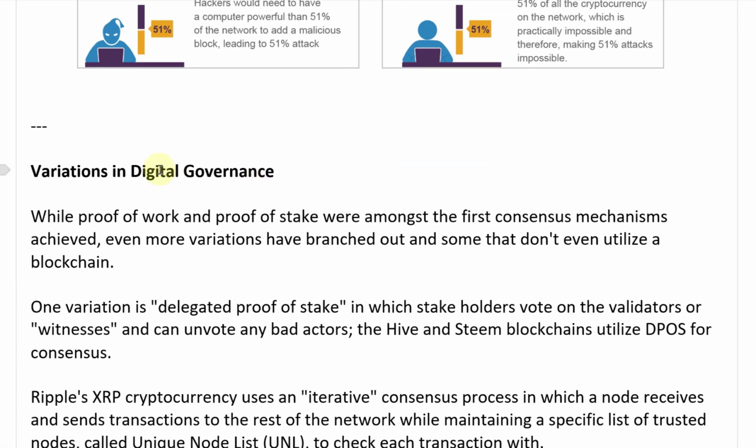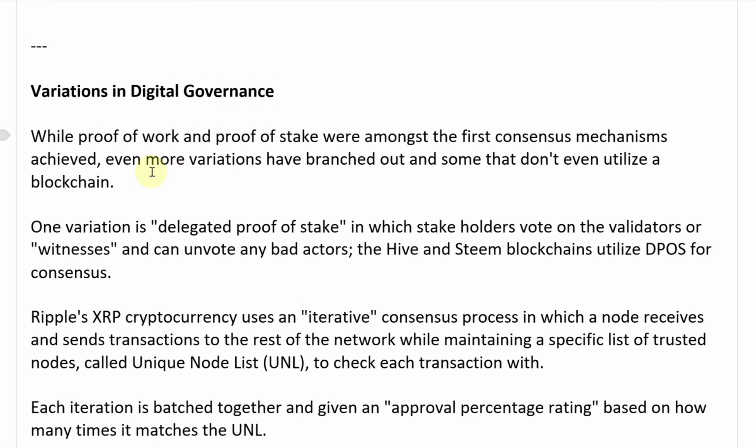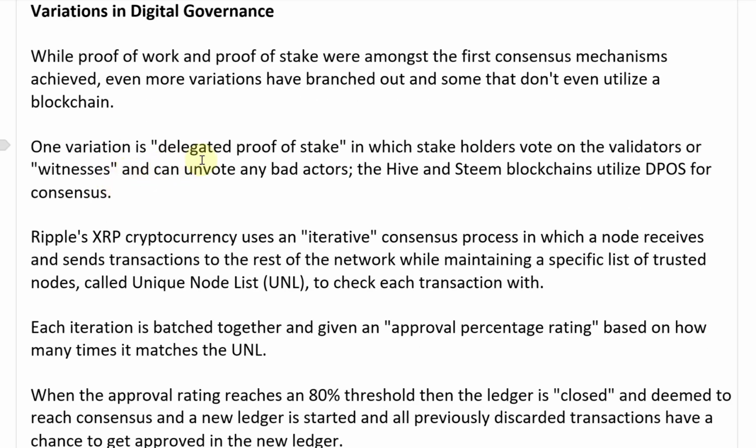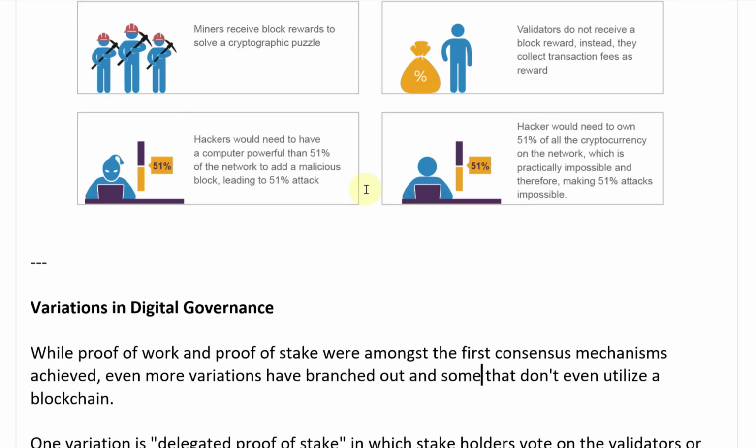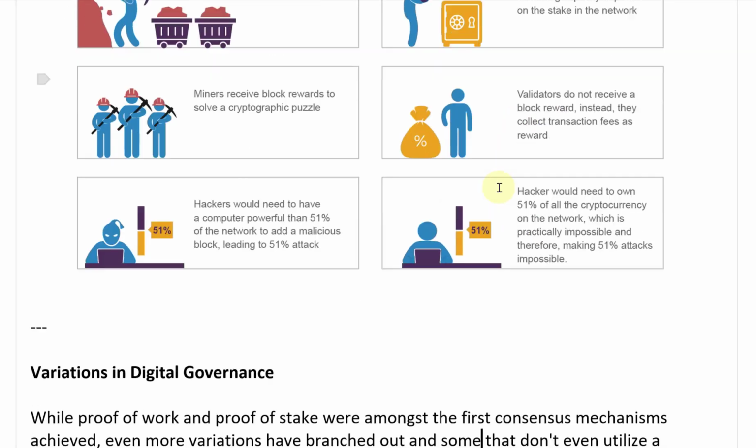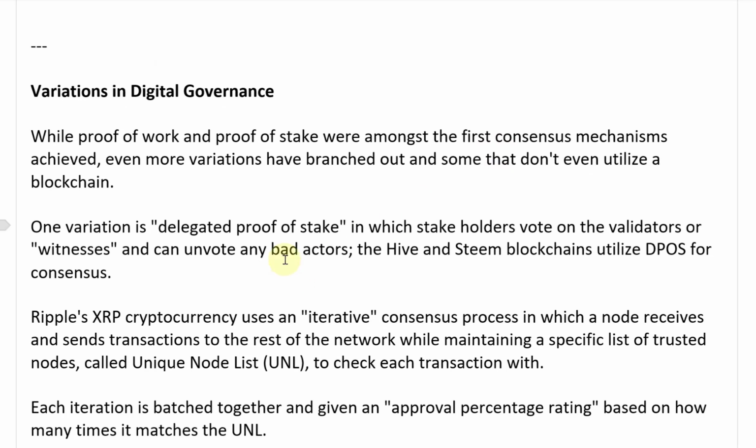And going further, variations in digital governance. While proof of work and proof of stake were amongst the first consensus mechanisms achieved, even more variations have branched out, and some that don't even utilize the blockchain. One variation is called, quote, delegated proof of stake, in which stakeholders vote on the validators or, quote, witnesses, and can unvote any bad actors. Yeah, so you can include a voting mechanism with the stake, so you can vote with how many tokens you have for these validators, and you can unvote any bad actors. So you're incentivized to follow the rules, or else you get voted out.